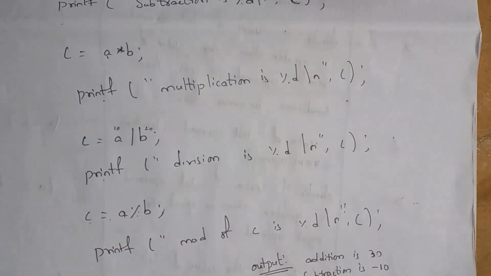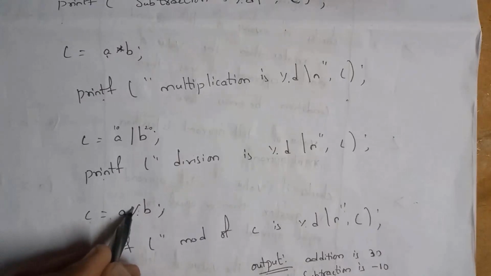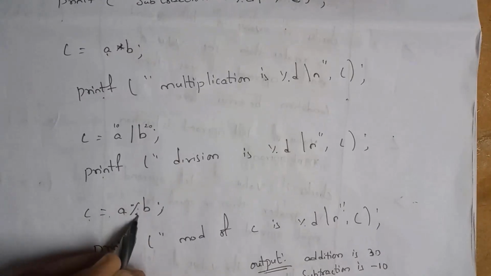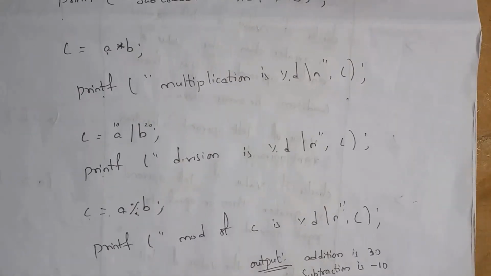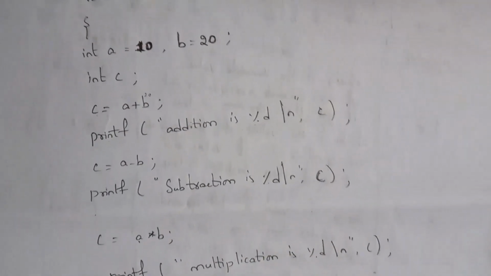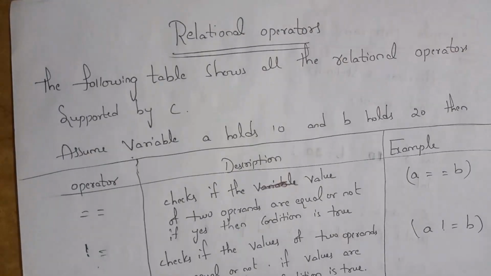Similarly last one is c equal to a modulus b. I already said before, modulus will provide remainder as output. So here I will get output as mod of c is 10. This is C program for various arithmetic operators. Next I will explain relational operators.